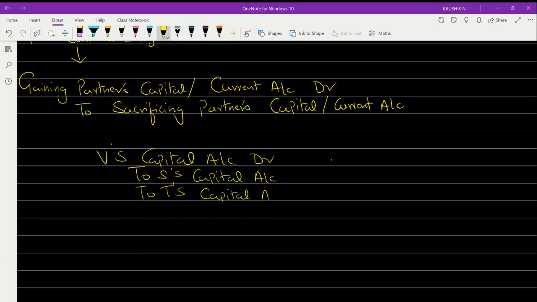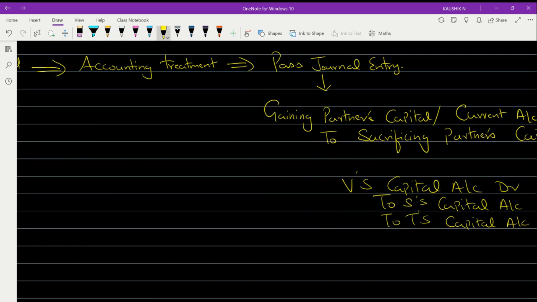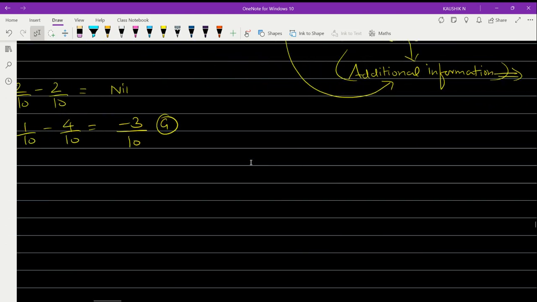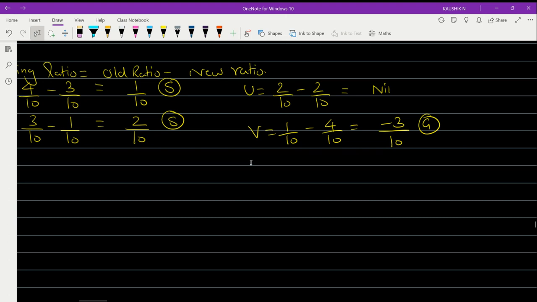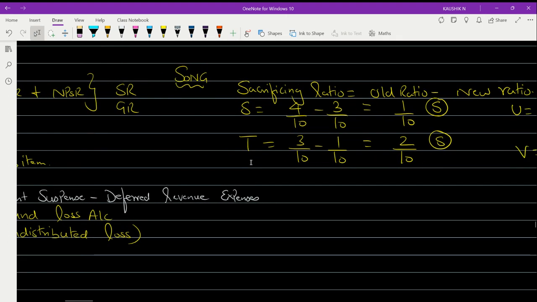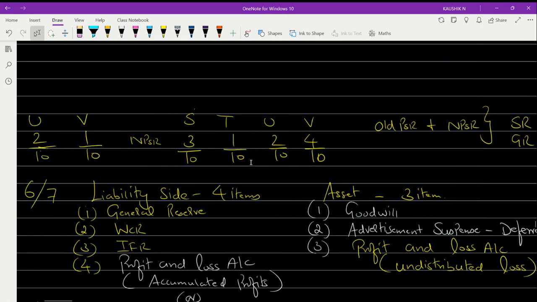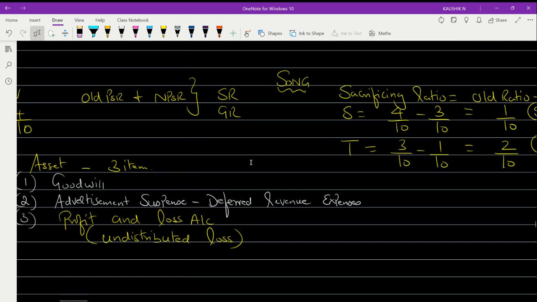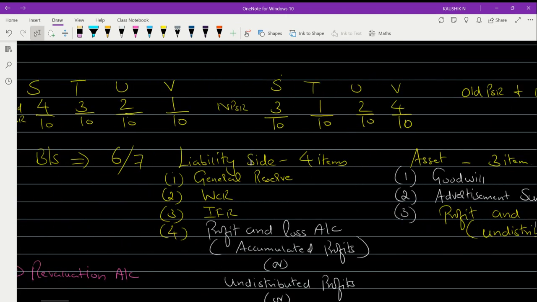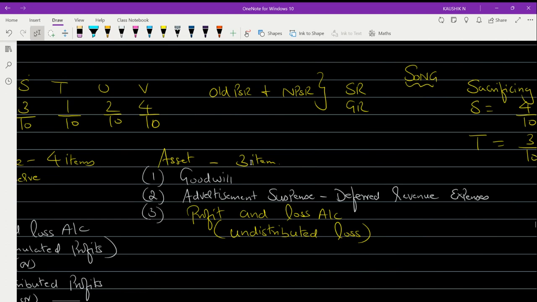So now we have passed the journal. Now what we should do is, what was the gaining ratio given for the partner V? V's gaining ratio, what did we say? 3/10, we have said. Right? Now, what was the value of the firm's goodwill given in the question? 90,000 rupees, right? The firm's goodwill was valued at rupees 90,000.